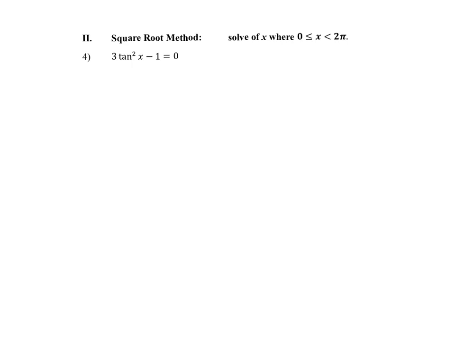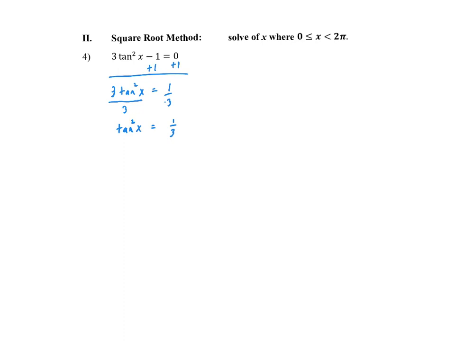Number 4, 3 times tangent squared of x minus 1 equals 0. To isolate the trig function, add 1 to both sides. We get 3 tangent squared of x is equal to 1. Now divide both sides by 3. Tangent squared of x is equal to 1/3.